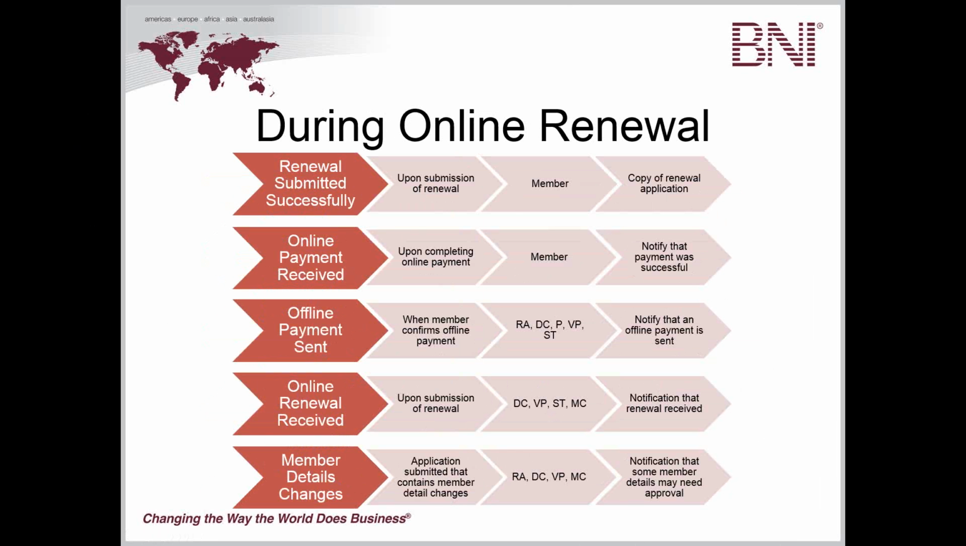And finally, if they make changes to any of those specific details, such as their name, their company name, their category, or their product service description, they will notify the regional office, the director, the vice president, and the membership committee saying, you need to review these changes before approving the member. Now, if the member was pre-approved, you will still get this email. They will no longer be pre-approved if they make changes to any of these details.